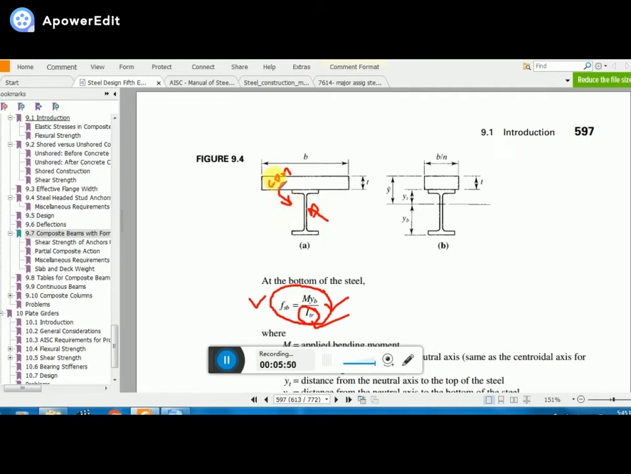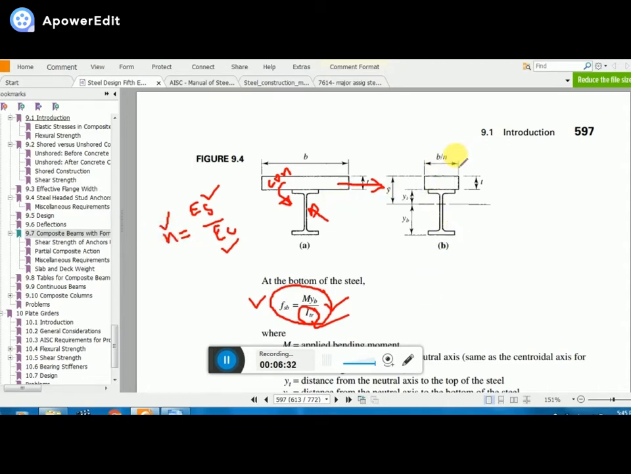To convert that concrete to steel, we need the modular ratio, and the modular ratio is the modulus of elasticity of steel to the modulus of elasticity of concrete. Clear? We already know the modulus of elasticity of steel. You need to calculate the modulus of elasticity of concrete, and when we are converting the concrete width or thickness to the same amount of steel, we need this modular ratio.